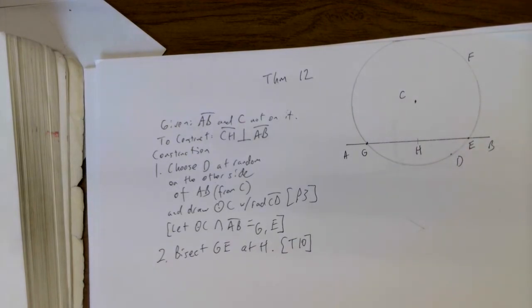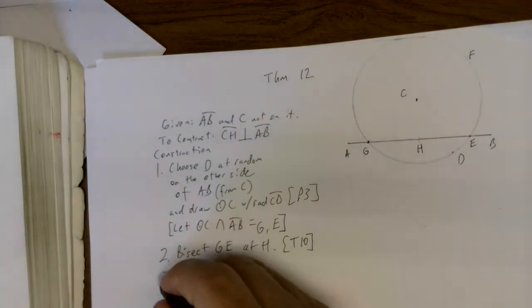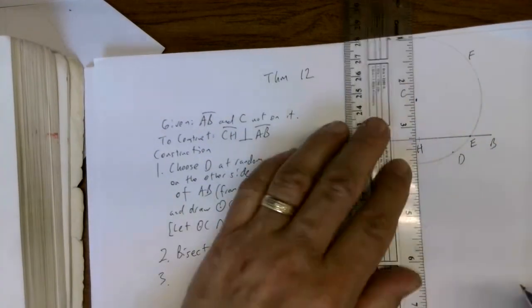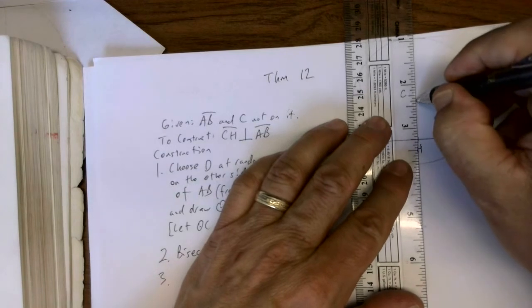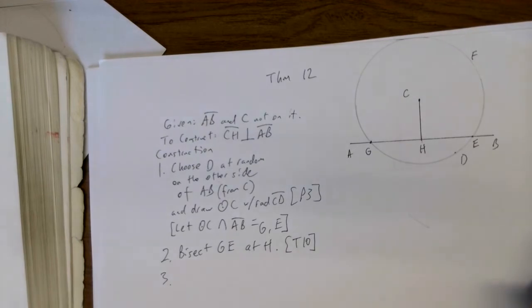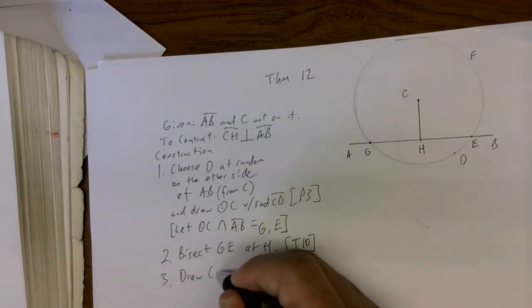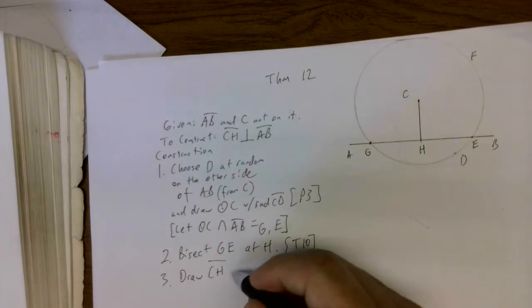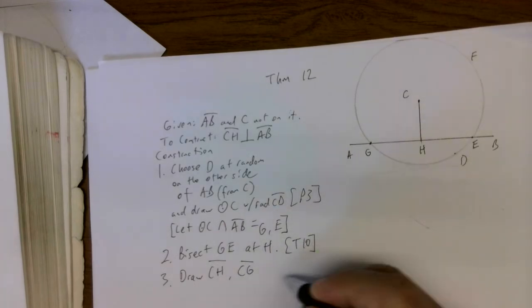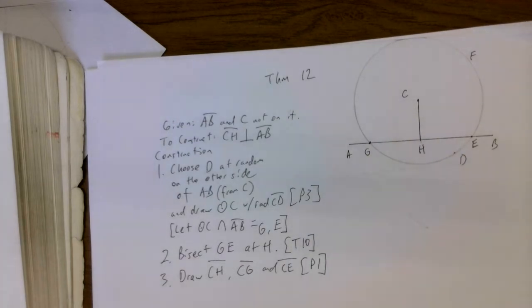All right. How do we know where F is? F is just a random point on the circle. Do we not need to write that down? No, you don't even have to write that down. All right. Now, really, all we need to do now is draw CH. And we're pretty much done with our construction. But in order to prove it, we're going to need some triangles. So I'm going to say step 3 is draw not only CH, but also CG and CE. And all those are postulate 1.